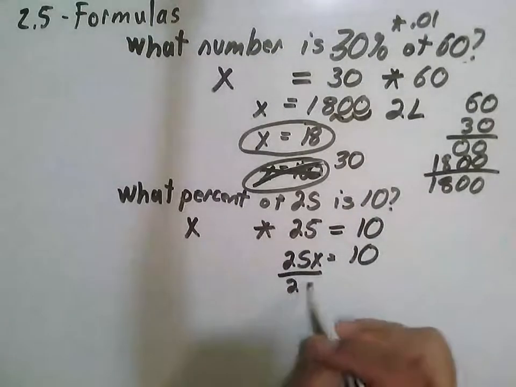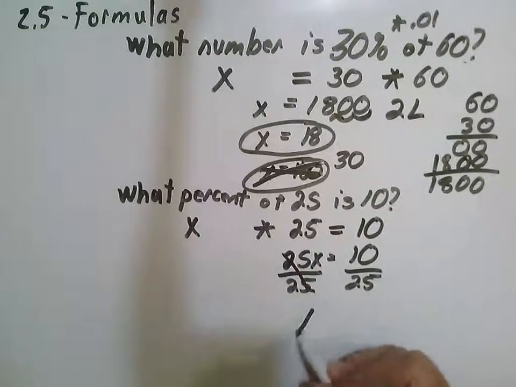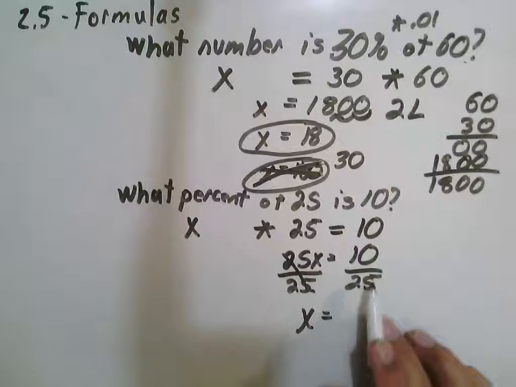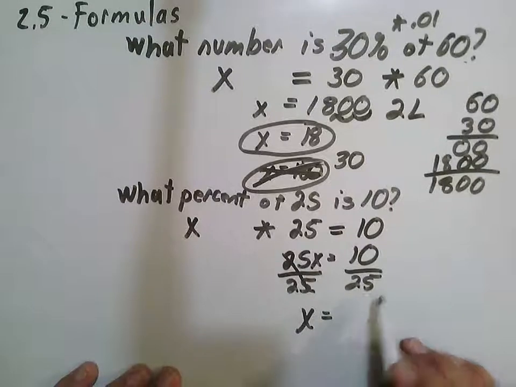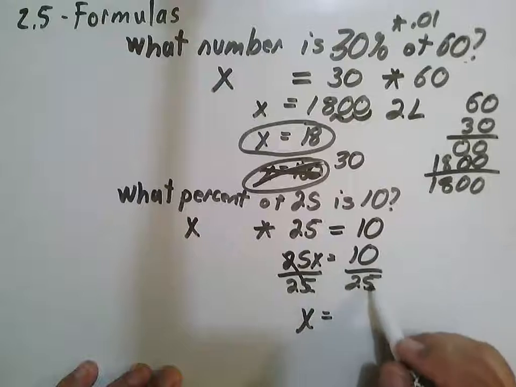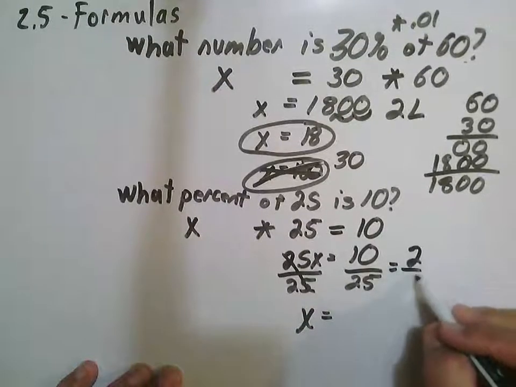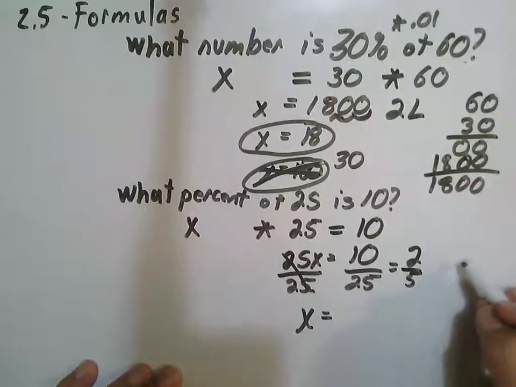So I divide both of these by 25. Whatever I do on one side of the equation, I still do on the other side. This allows me to come down to my single x. Now remember, this is 10 divided by 25. I can factor this because both of these are divisible by 5, because they end in 0 and 5. So if I divide both of these by 5, this actually breaks down to 2/5.